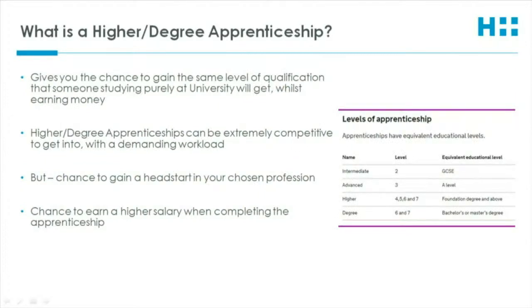Okay, so just a little bit more detail on higher and degree apprenticeships and the different levels. So a higher or degree apprenticeship gives you the chance to gain the same level of qualification that someone doing a standard university course would get, but the difference is that you would be earning money, whereas those people who just do the standard university course wouldn't be. So that is obviously an incentive for a lot of people to choose a degree apprenticeship or a higher apprenticeship.